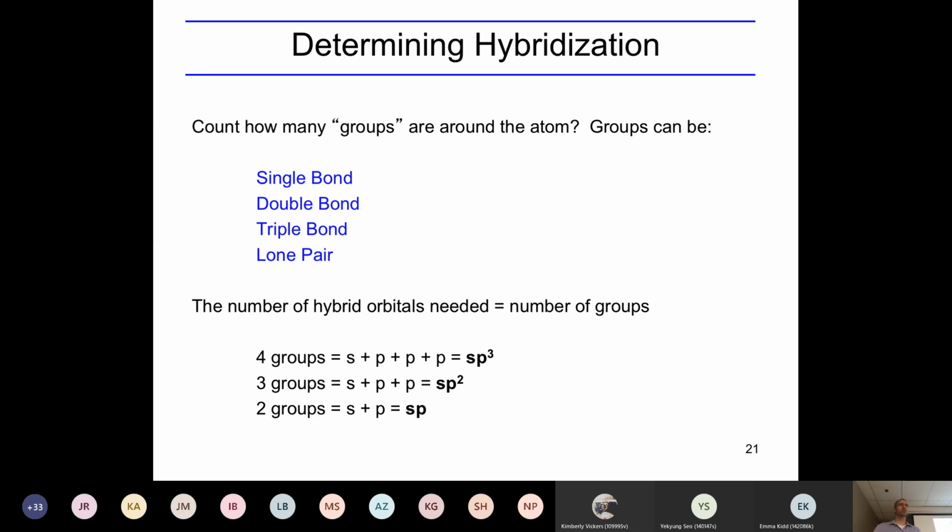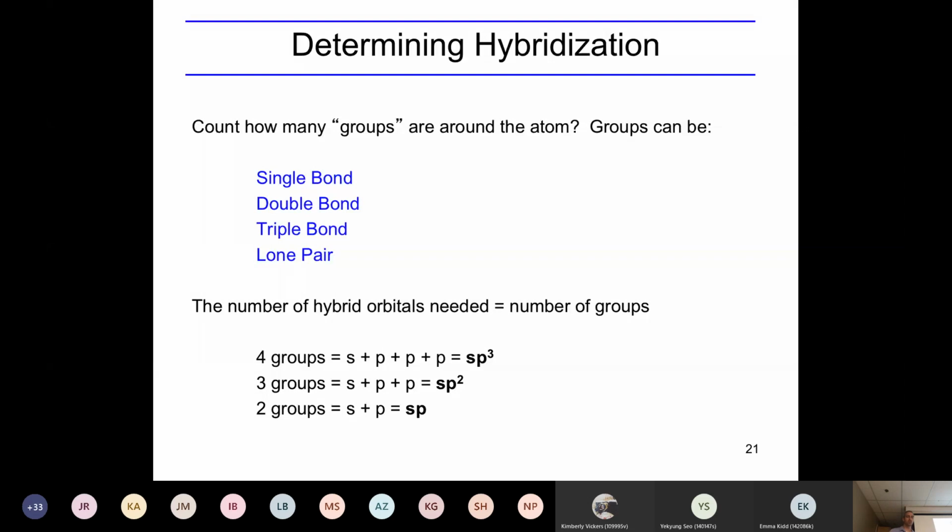If there are 4 groups, then it's going to be sp3. Methane is CH4, and CH4 has 4 single bonds, that's it. 4 groups means sp3. Ammonia is NH3 with a lone pair on the nitrogen. That's also 4 groups, 3 bonds and 1 lone pair, so that's also going to be sp3.